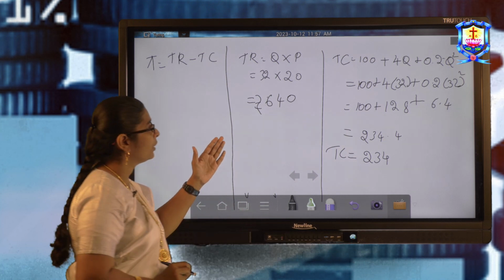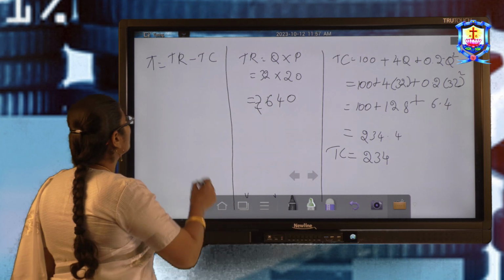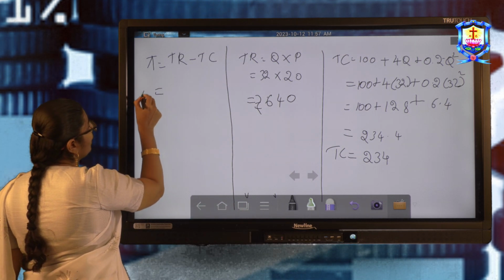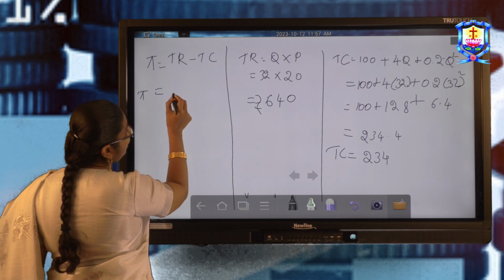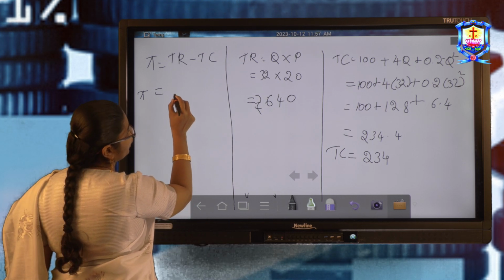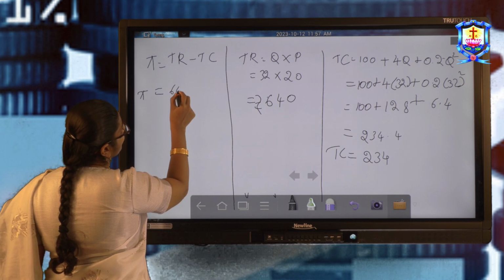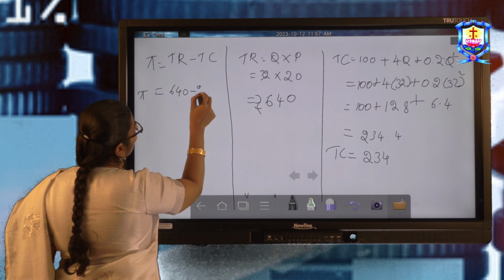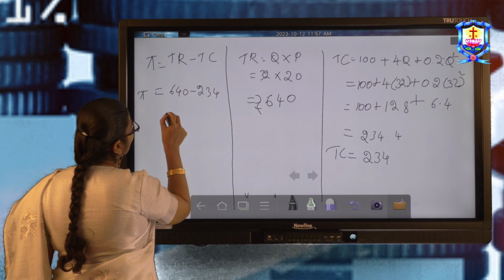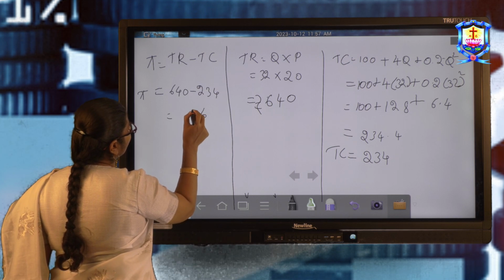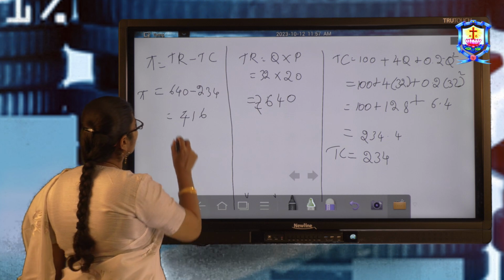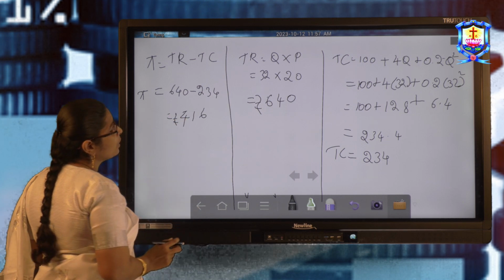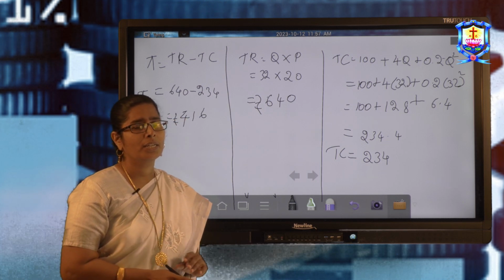So total cost is 234 and the total revenue is 640. So we can simply find the profit of the firm by subtracting the total cost from total revenue, that is 640 minus 234, which gives you 416. So profit is rupees 416 for the given sum.